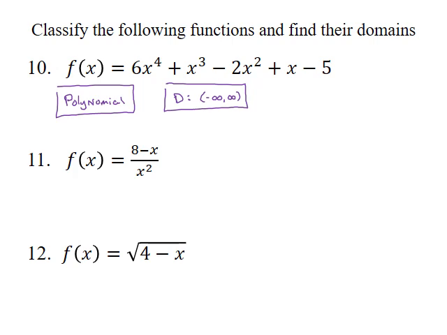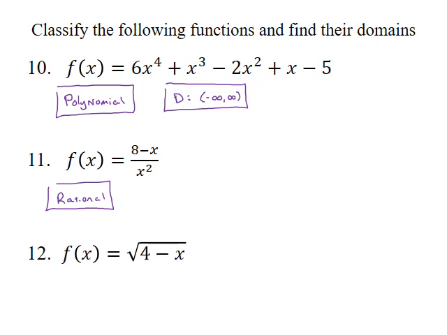Number 11 says f of x is 8 minus x over x squared. Well, I see the fraction, and there's an x in the top of the fraction, and there's an x in the bottom of the fraction. So that means this is case number 2. This is an example of a rational function. So when you have fractions involved, we call those rational functions.